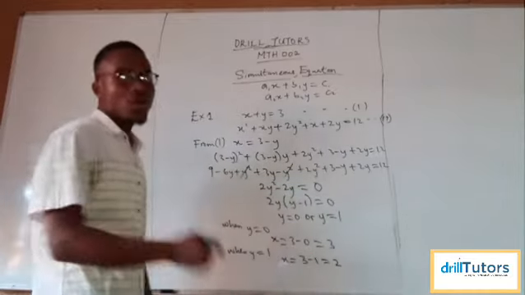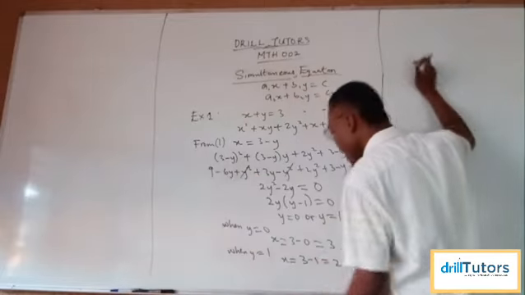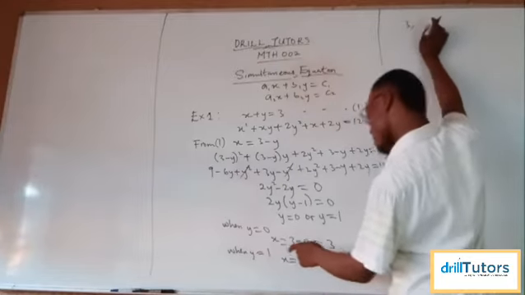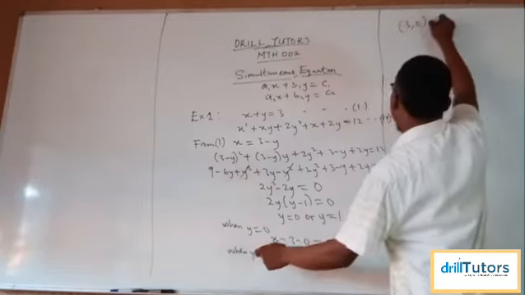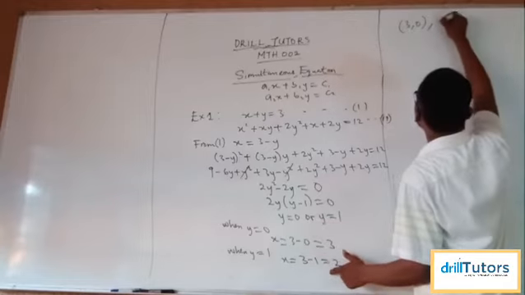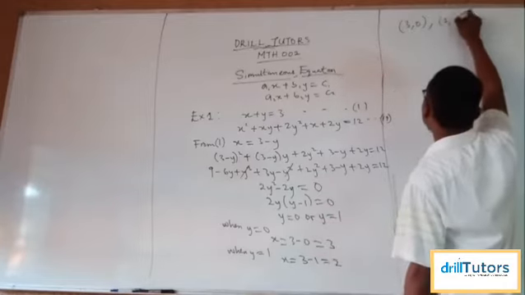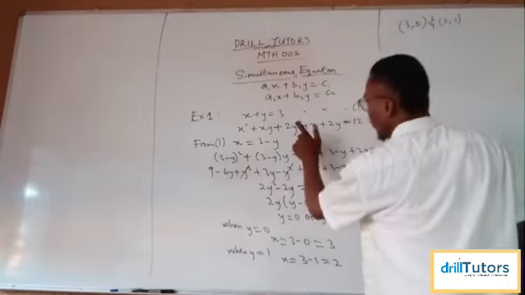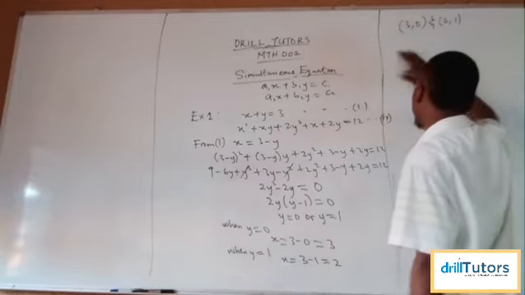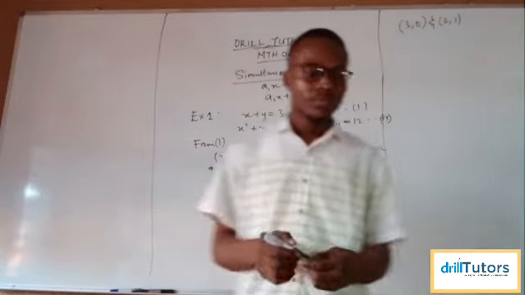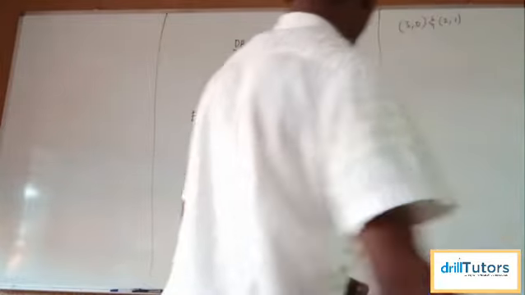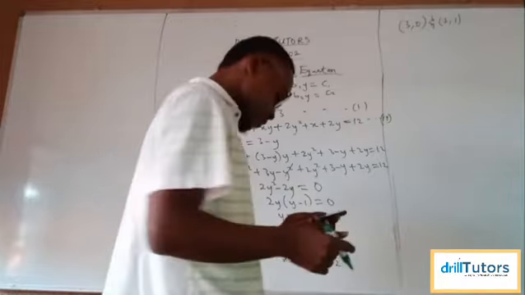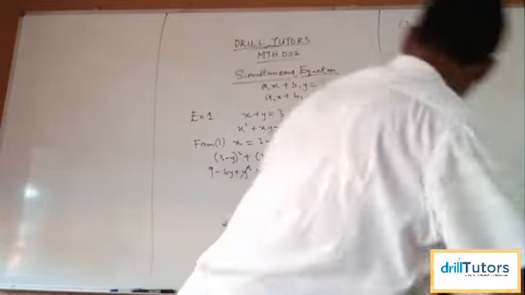Which is 2. So the solution to the problem is 3 comma 0 and 2 comma 1. So that is the solution to this problem. I really hope you get that. Now another example under this topic, simultaneous equations. Of course, you should see now that this is more advanced than what you did in secondary school.